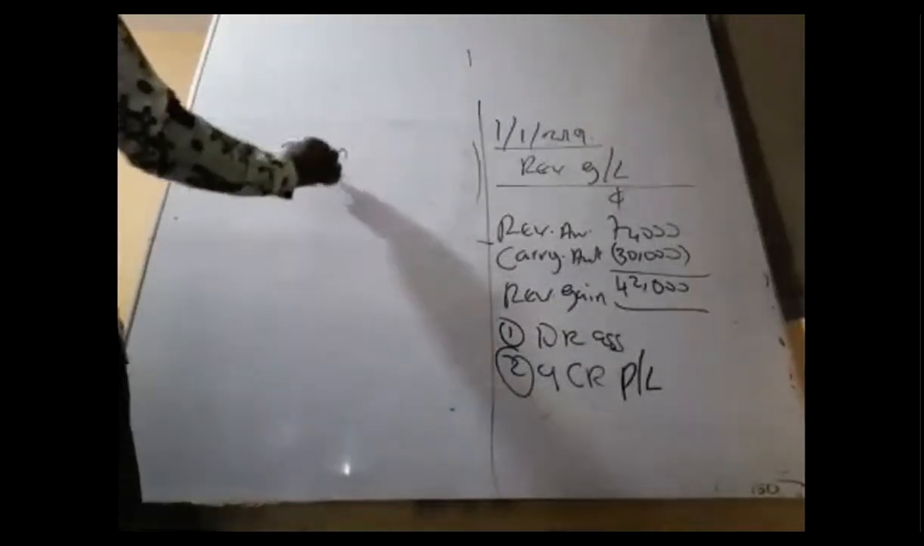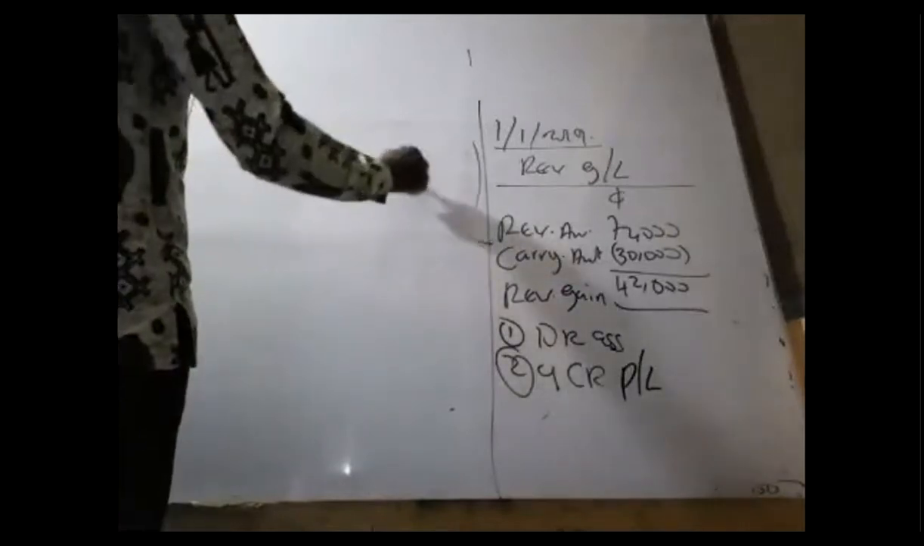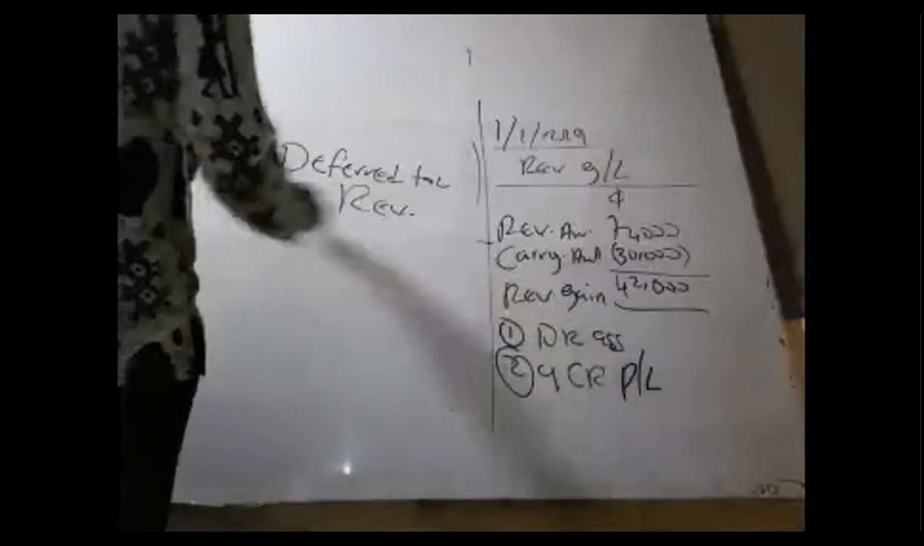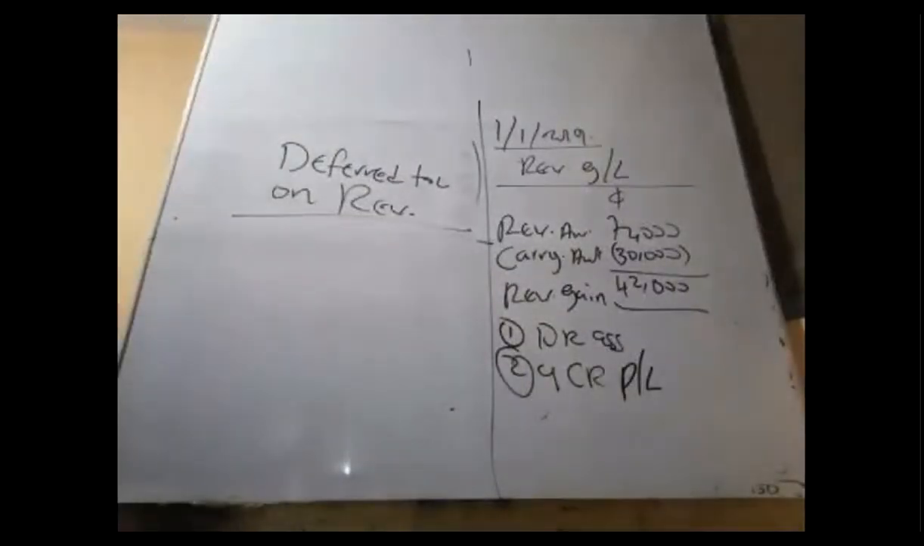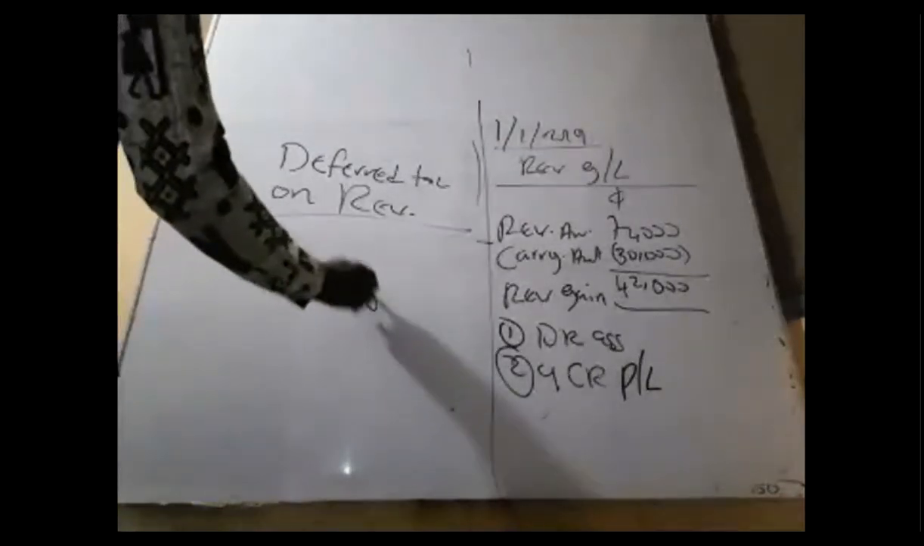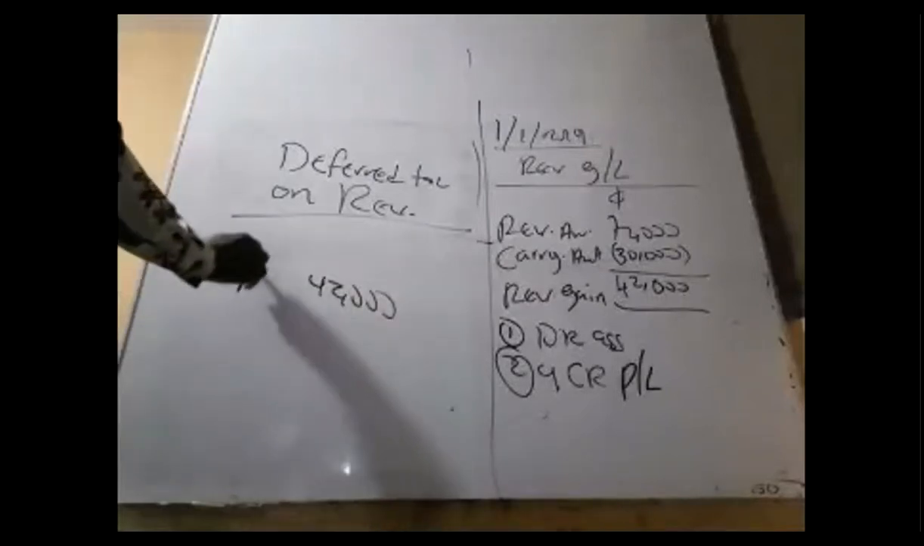Deferred tax on revaluation. Wherever the gain or wherever you treat the revaluation differences, the tax must follow. That is all. So let us say I had a gain of, let's say, 42,000, and that's a revaluation gain.